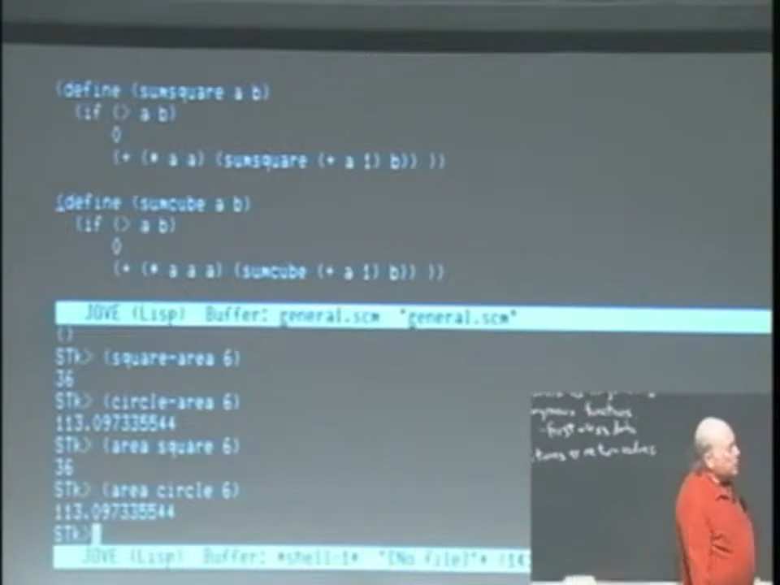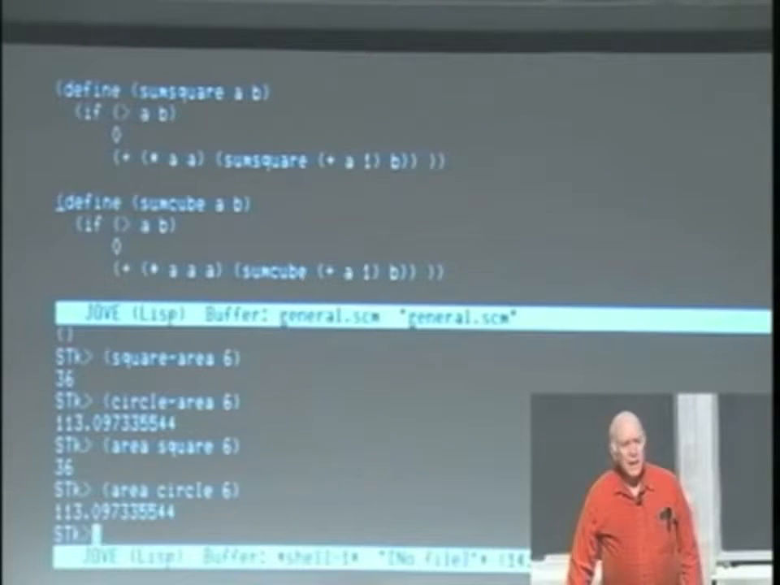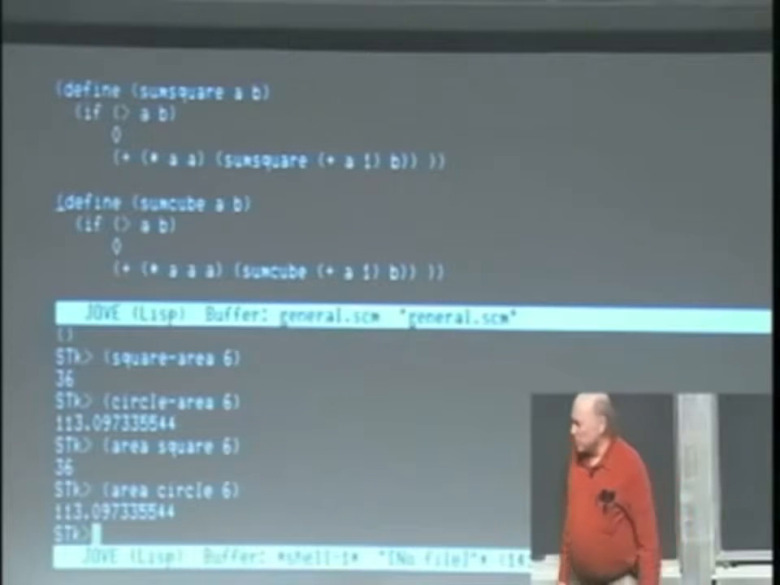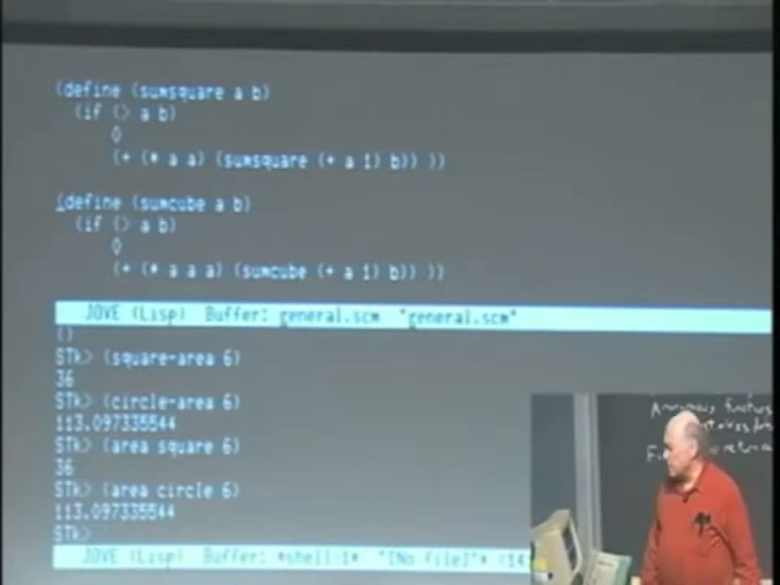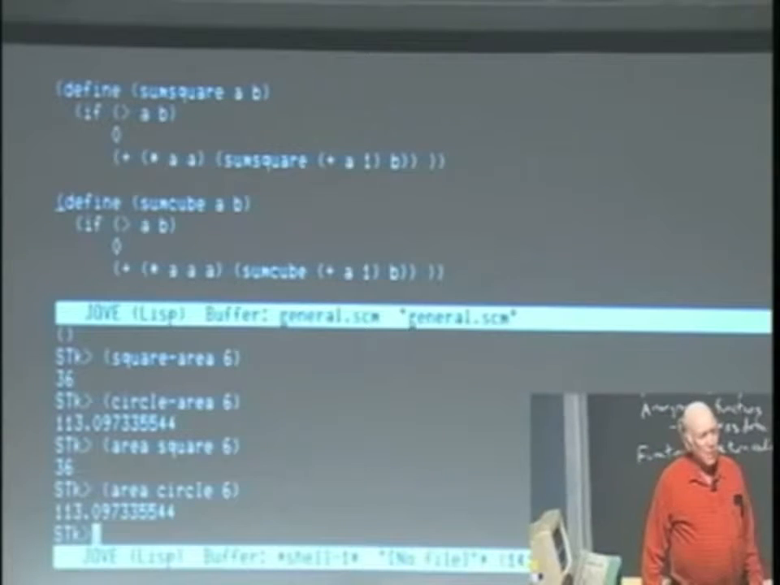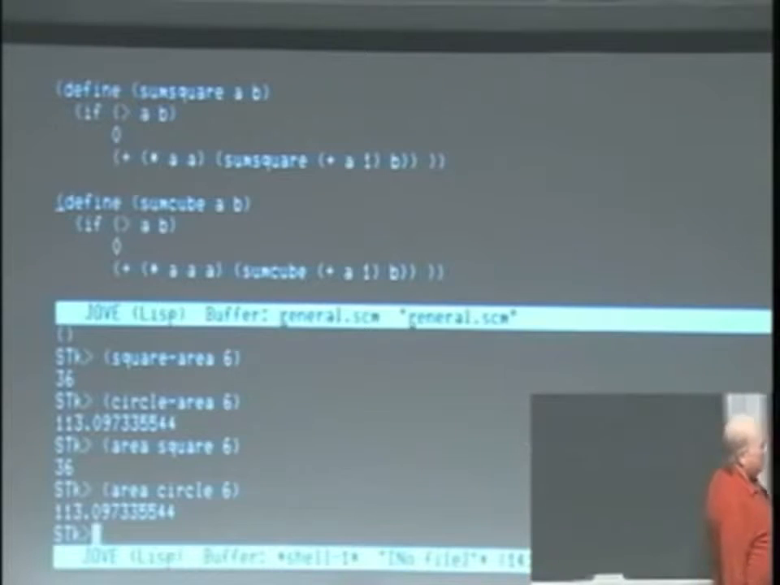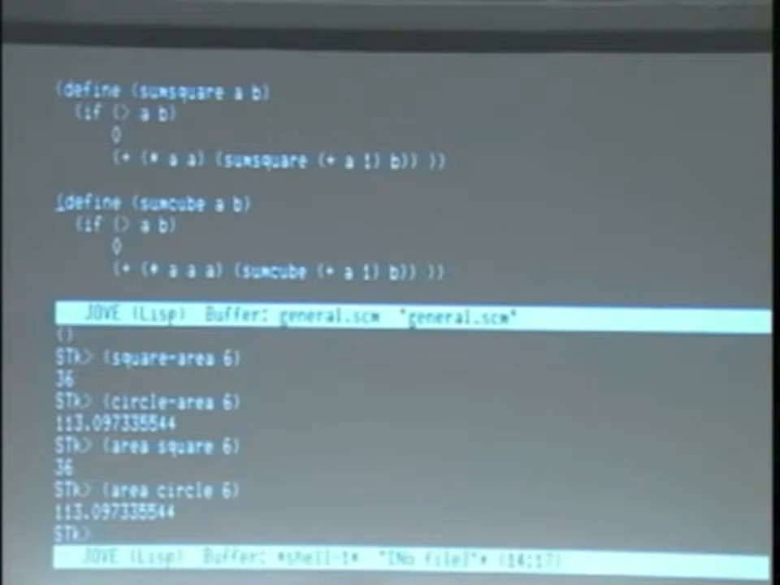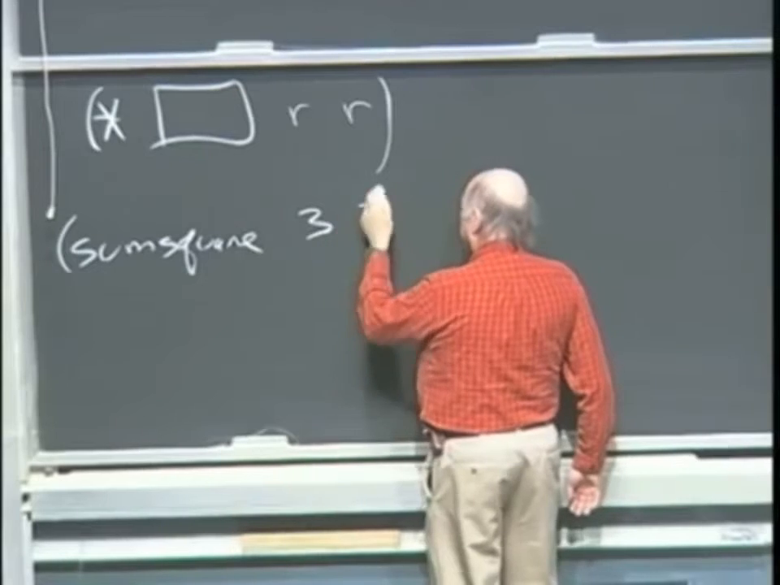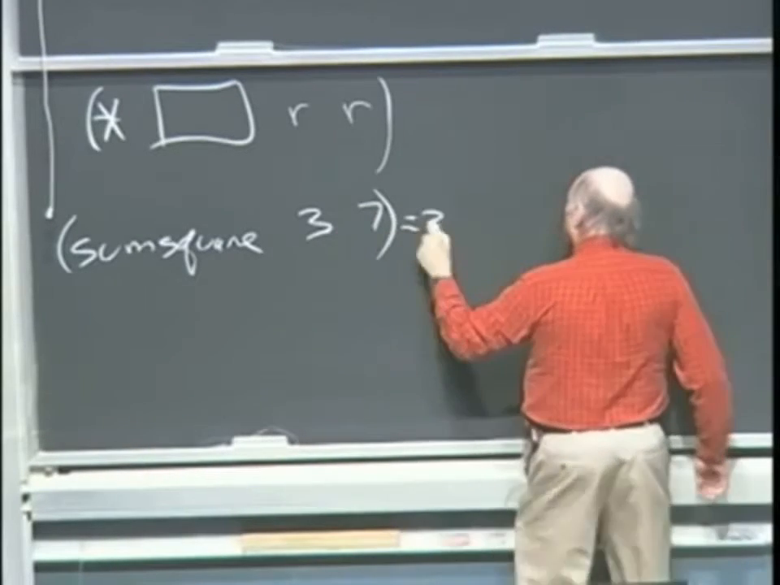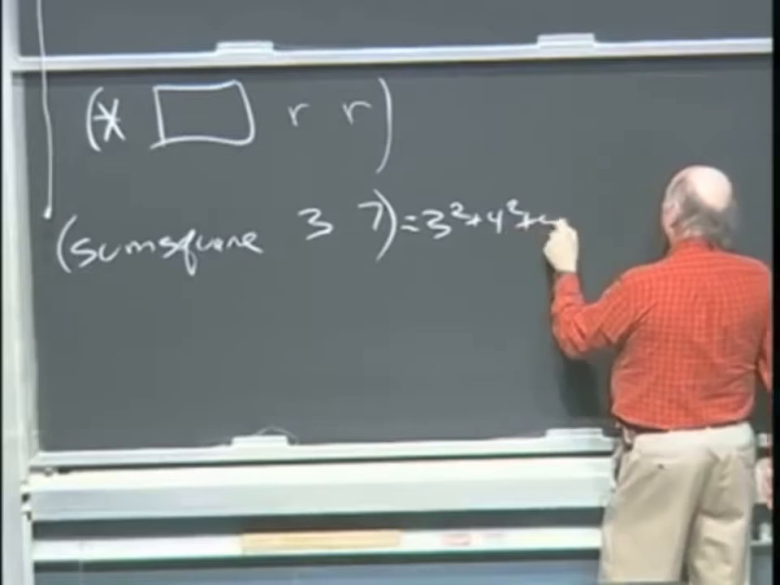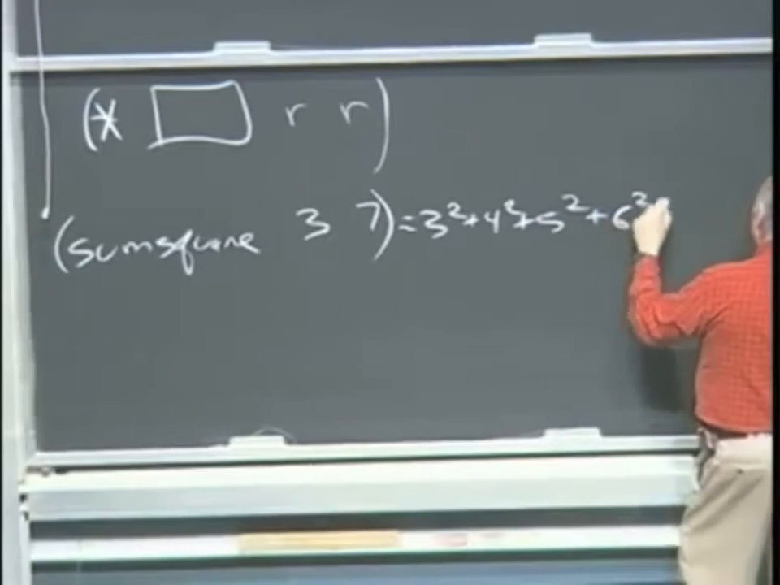We're looking at 2 procedures that add up terms in a series of numbers. Okay, and the first one is called sum square. What it does is it gives you the sum of the squares of the integers between a and b. So if I say sum square 3, 7, that's 3 squared plus 4 squared plus 5 squared plus 6 squared plus 7 squared. OK?